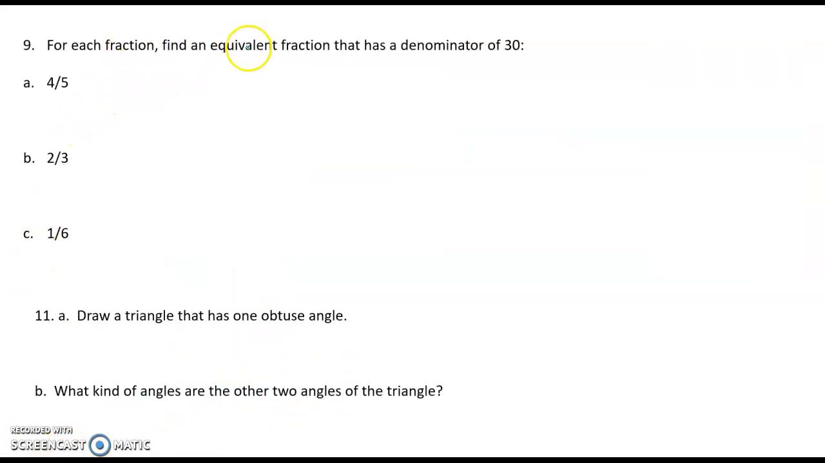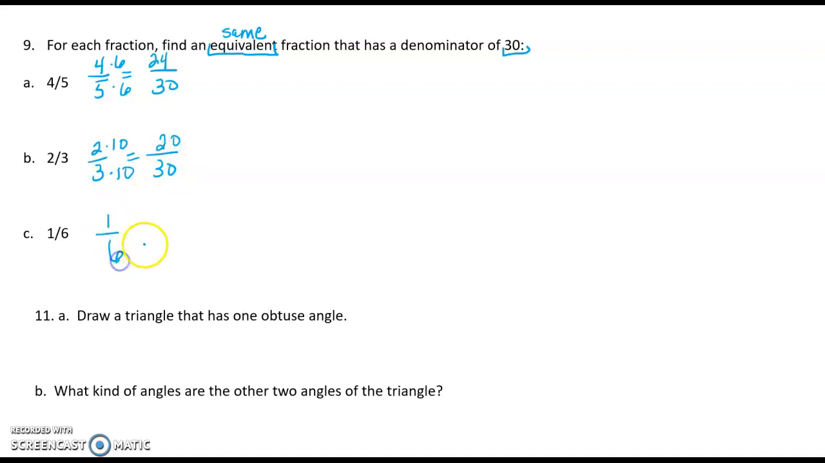All right. For each fraction, find an equivalent fraction with a denominator of 30. Okay, so here I have 4/5, and I'm trying to get to a denominator of 30. 5 times what gives me 30? 5 times 6. And so we'll do the same on the top. Here I have 2/3, and I'm trying to get to a denominator of 30. 3 times what gives me 30? 10. Okay, last one, 1/6 equals something over 30. 6 times what gives me 30? 5.